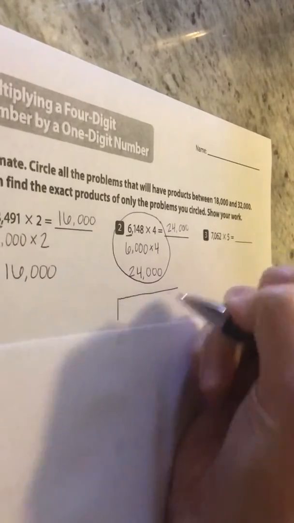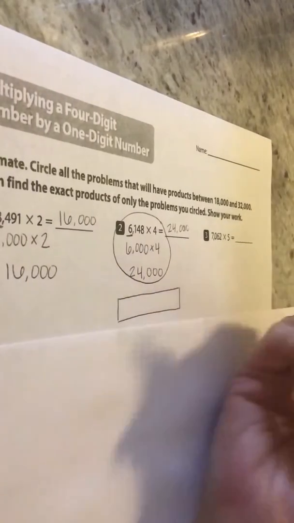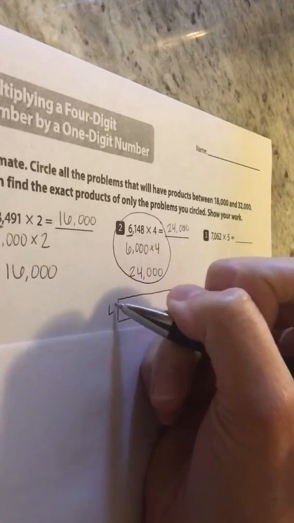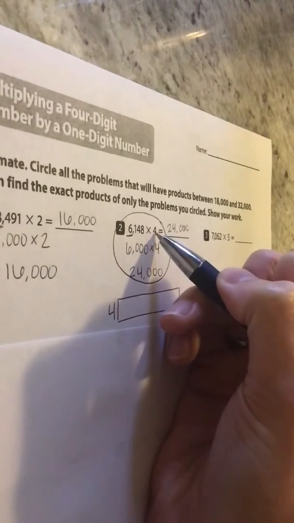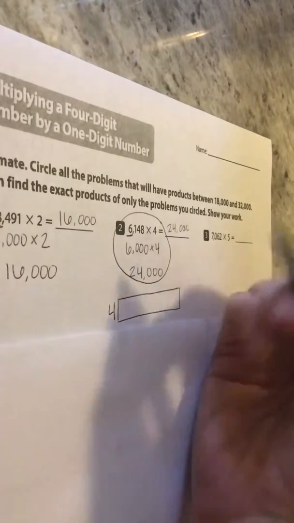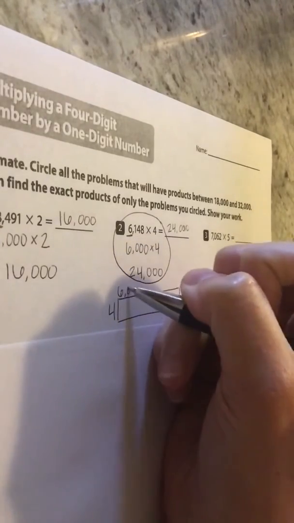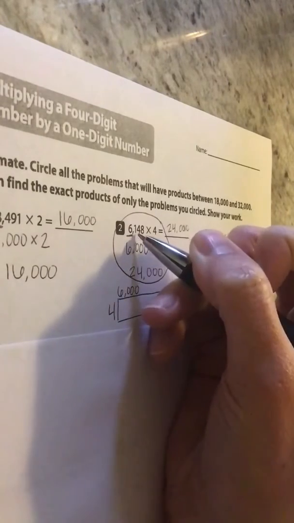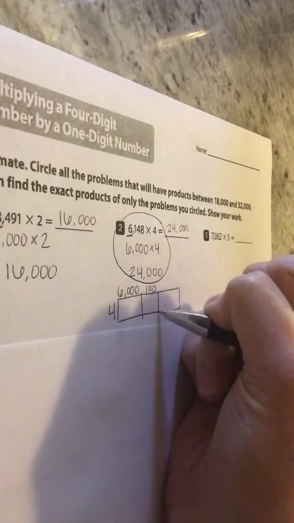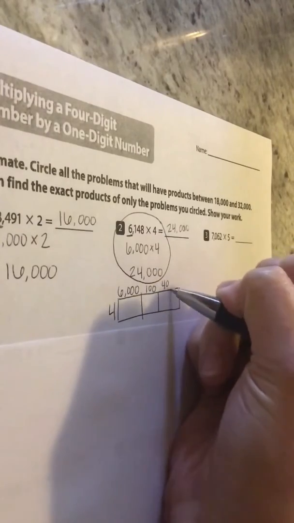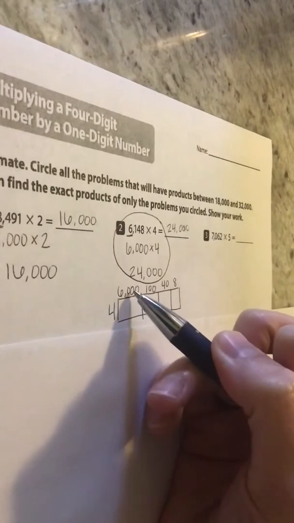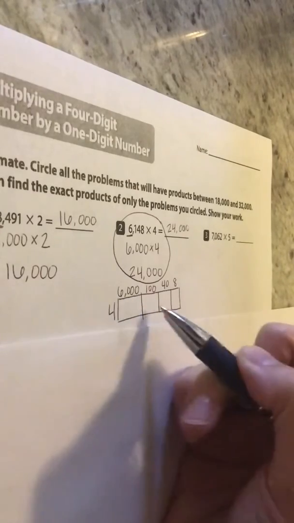So if I have a 1 digit by 4 digit, I'm going to draw my box. All right, my 1 digit number that I'm multiplying is going to go on the side, and then I'm going to break apart my 4 digit number into 6,000, 100, 40, and 8. And then remember, I'm going to do 4 times each of these numbers.